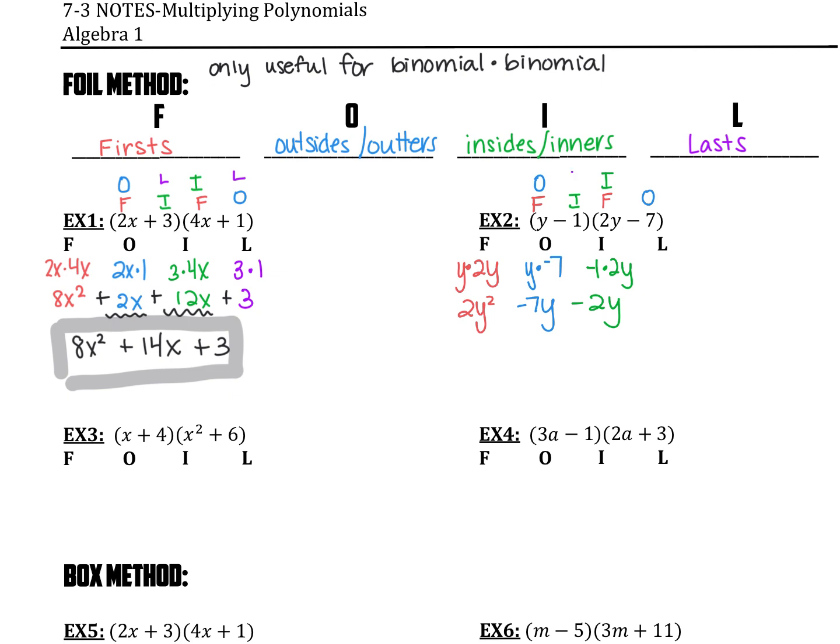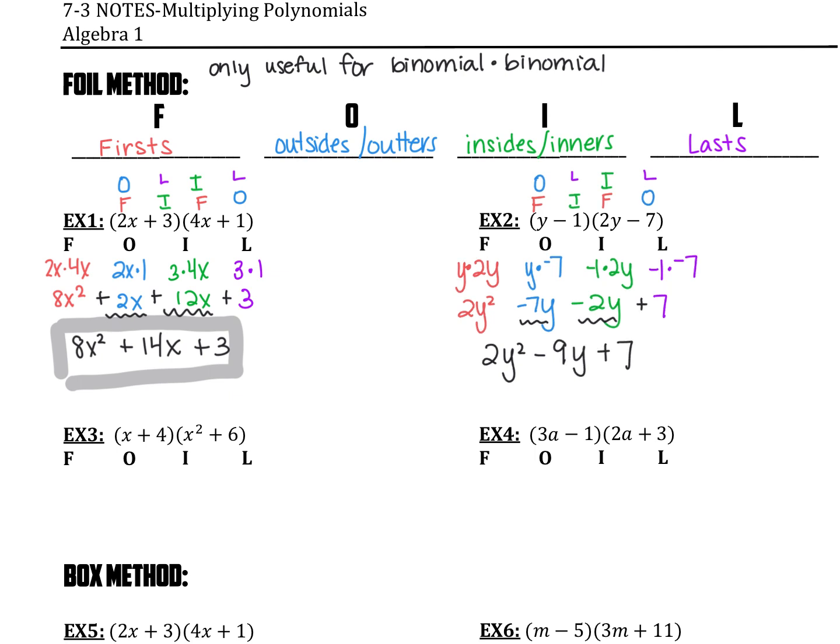And my lasts, I have a negative 1 times a negative 7. We have to take those signs with us. And when I multiply those, I get positive 7. So you'll see here my signs are a little bit different than they were on the last one. I have some negative signs I need to deal with. But I also need to deal with like terms, and I have a negative 7y and a negative 2y. So combining these like terms, I'm going to get 2y squared minus 9y plus 7.